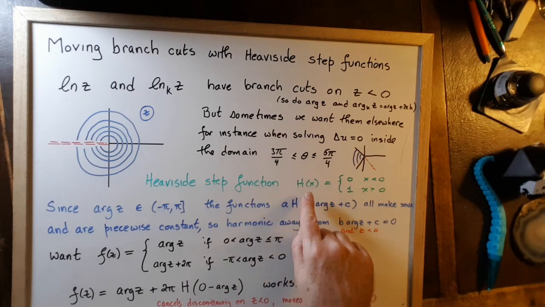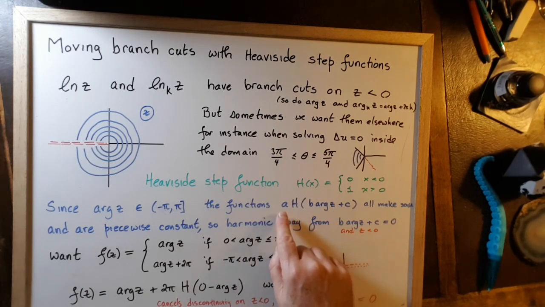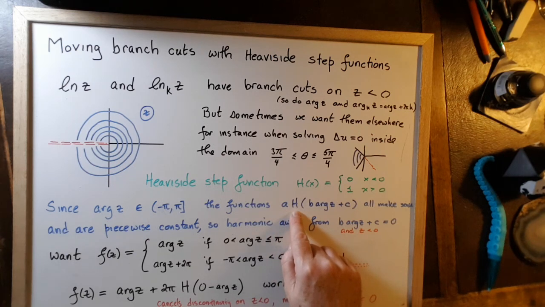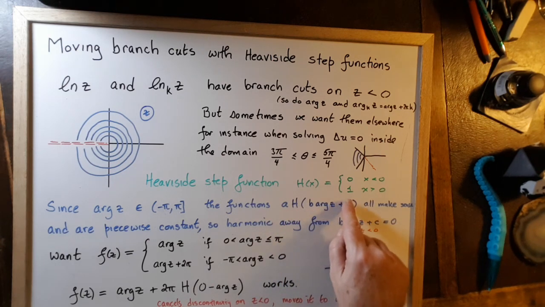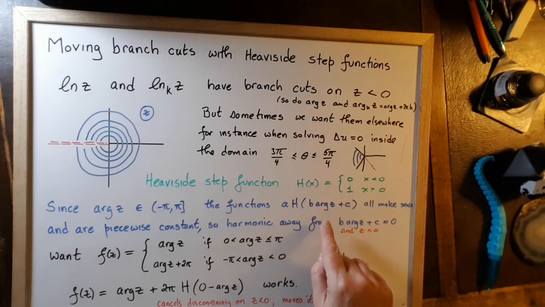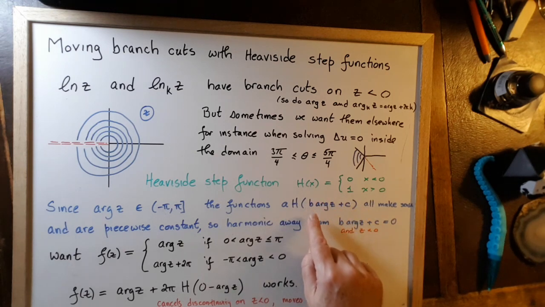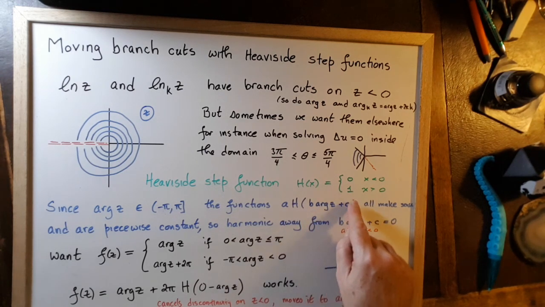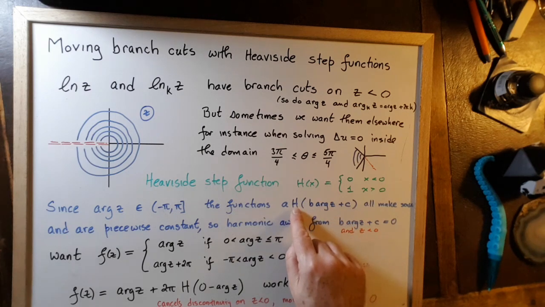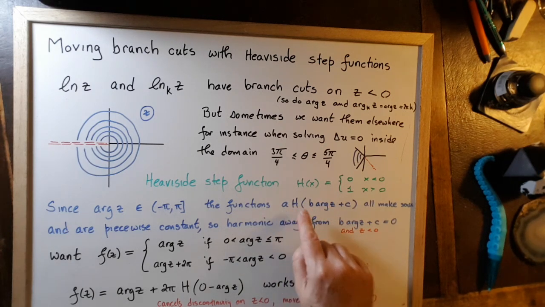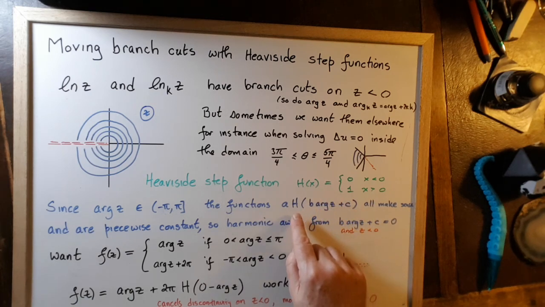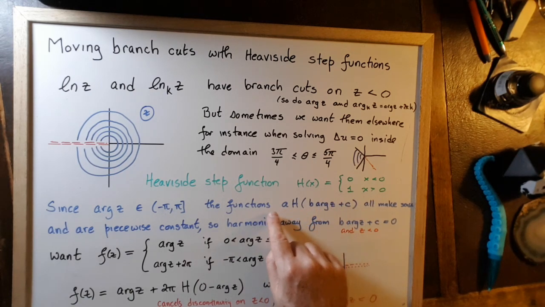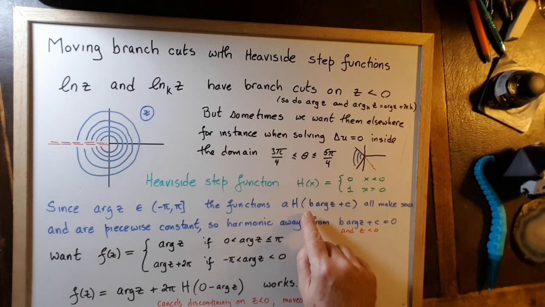So if we think about it a little bit, we realize that this function, some constant a times a Heaviside unit step function of some real valued function of z inside, is actually going to make perfect sense. Wherever the inside is positive, this thing is going to be 1, and this will be the constant a. And wherever it is negative, then this thing will be 0, and the whole thing will be 0. So this thing switches between 0 and whatever this constant a is, depending on what happens on the inside.